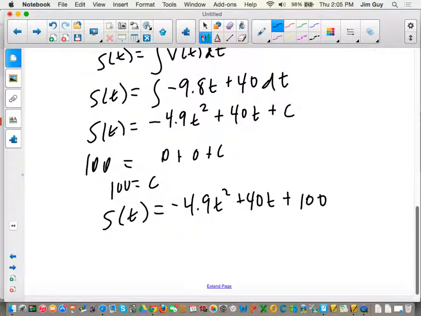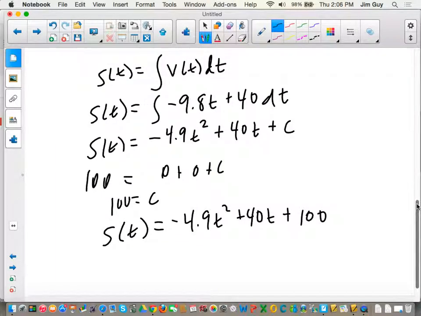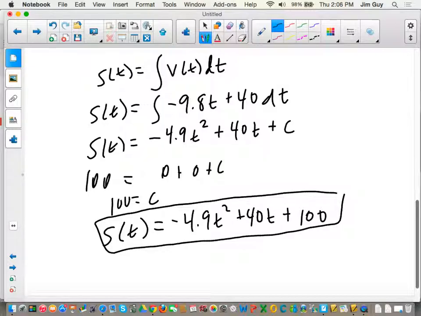And again, they didn't have to necessarily give you the initial time. They could have given you any position at any time and plugged it in. And now it's cool because you have these equations. You can find the height at any time. You could find the velocity at any time. You could find the speed at any time by taking the absolute value of the velocity.